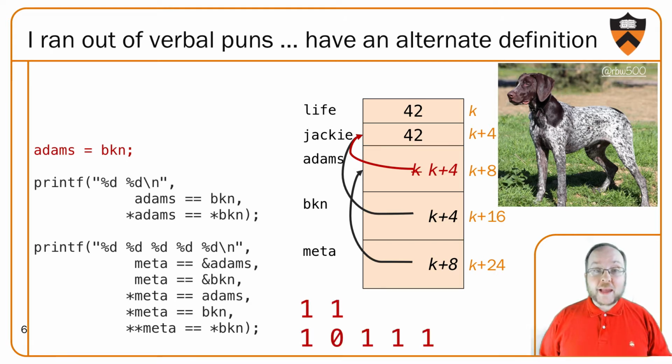Alright, so now Adams equals Brooklyn because they both have the contents k plus 4. So our first comparison is now 1 where it was 0 before. In the second row, the second comparison, meta still doesn't equal the address of Brooklyn because meta still has contents k plus 8, not k plus 4. But in the penultimate one, star meta now does equal Brooklyn because Brooklyn's contents are now k plus 4 and so are star meta, which is to say Adams.